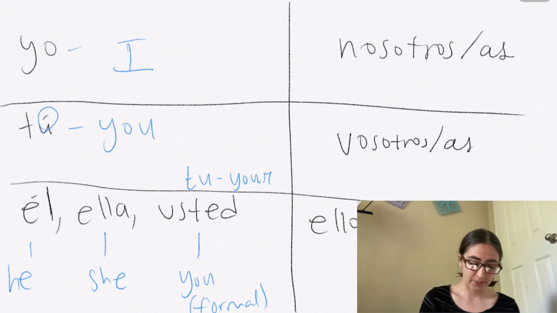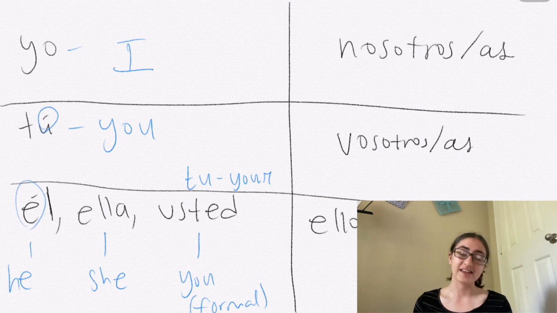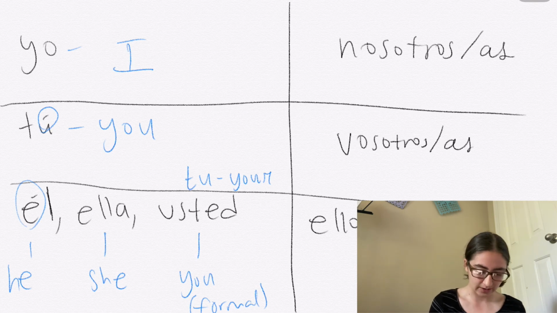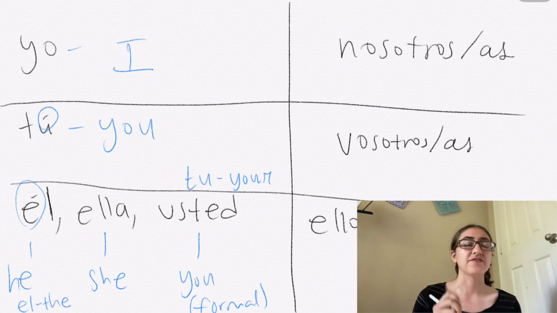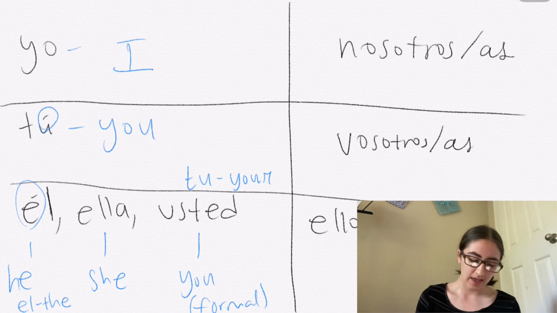So the first thing to point out, él, again, that E has an accent. Without it, el would just be the. So a good rule of thumb, if it has an accent, probably a pronoun. If it doesn't, it might mean something else.